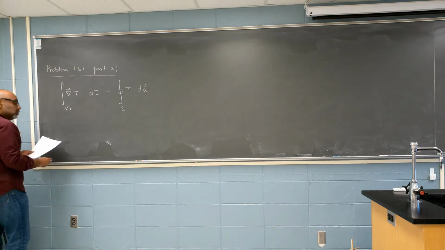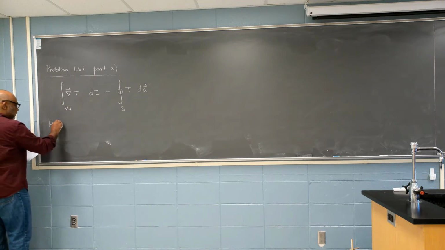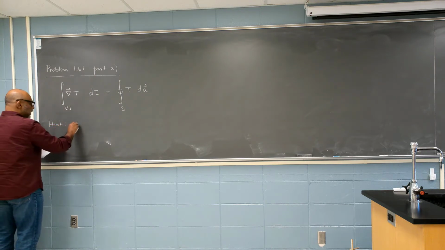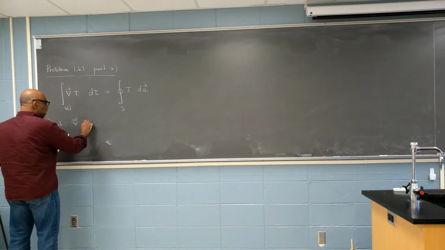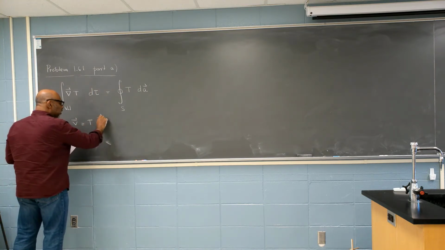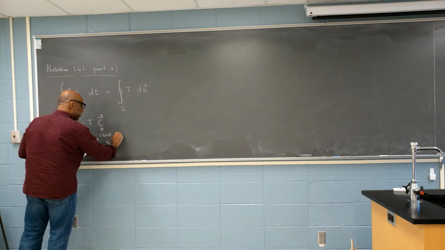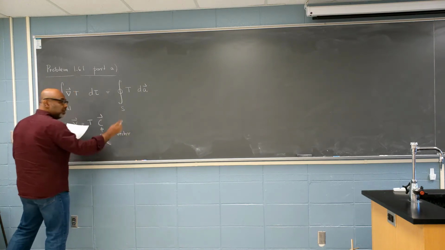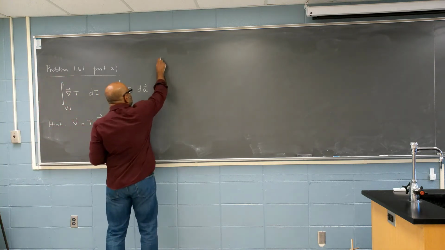So they've given you a hint. You define a vector V that's equal to T times some constant vector. And then use the divergence theorem. The hint makes our life much easier. So that's precisely what I'm going to do.